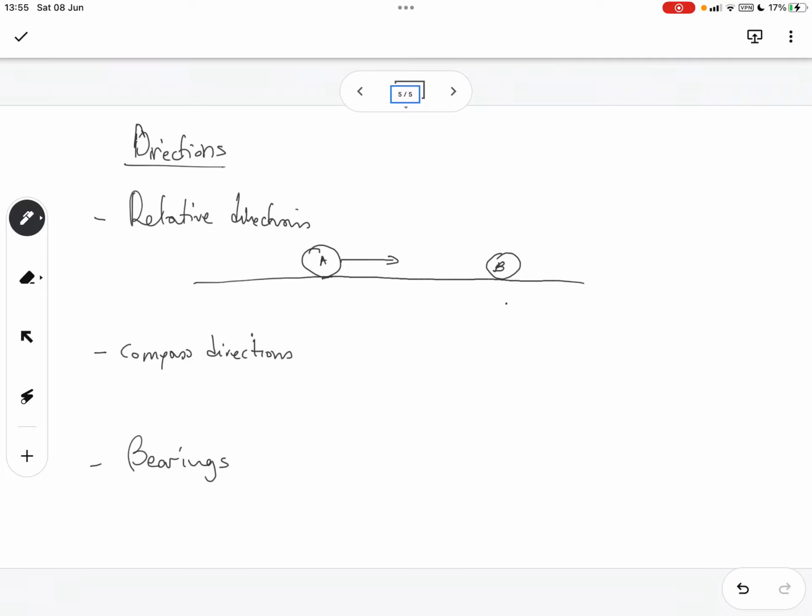We can also look at the definition just so we can understand it better. Relative.